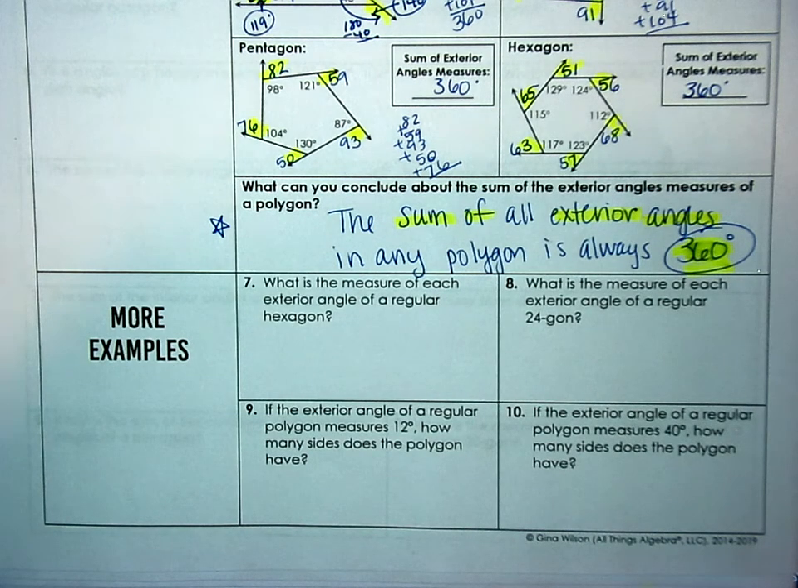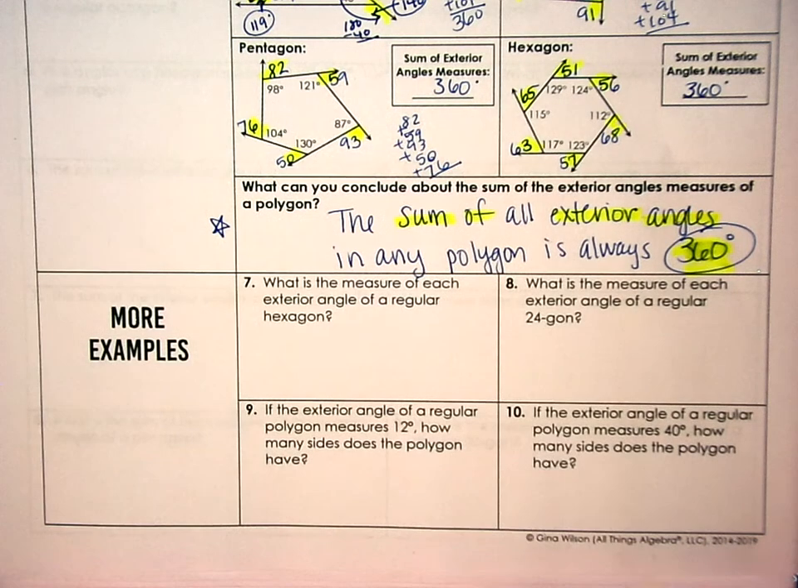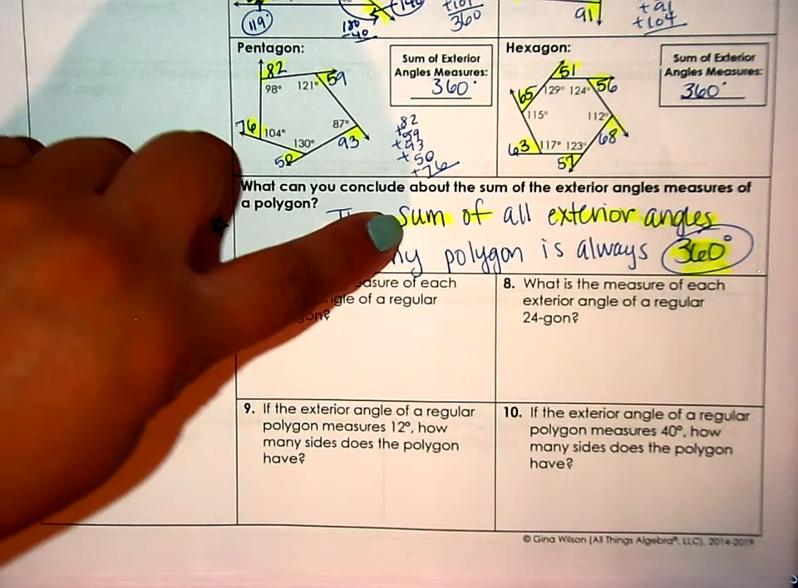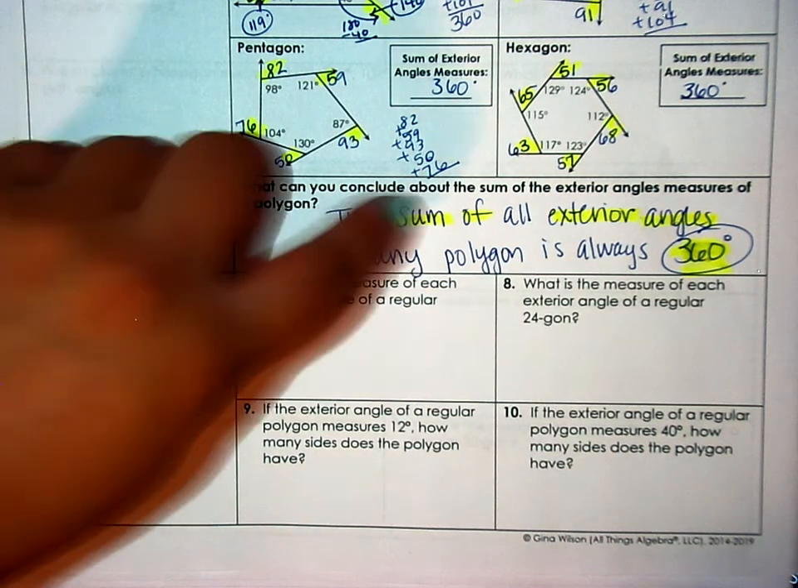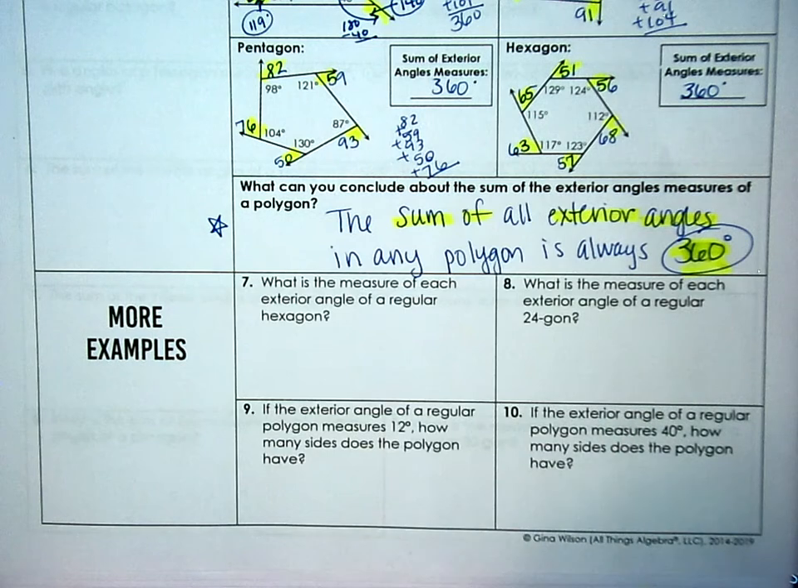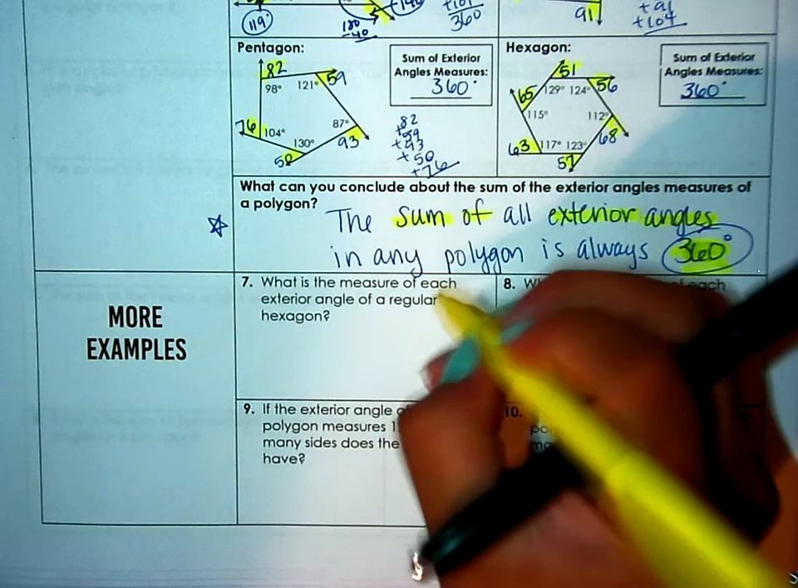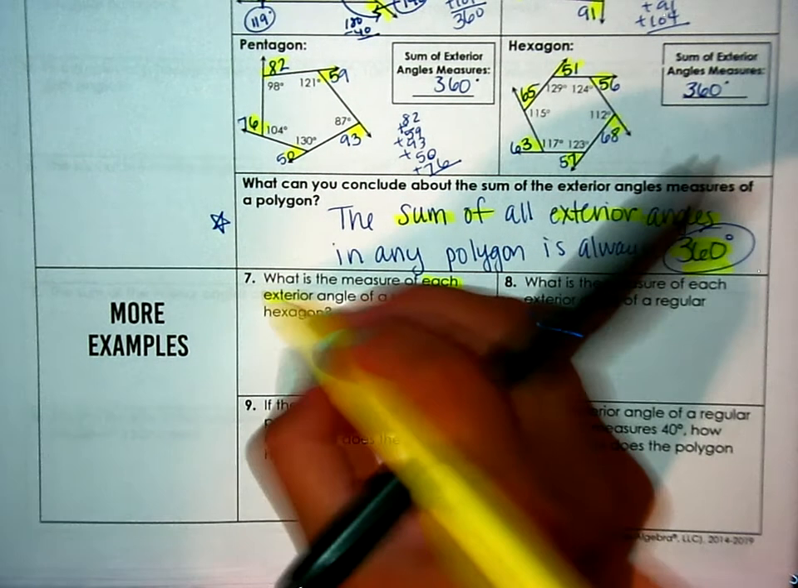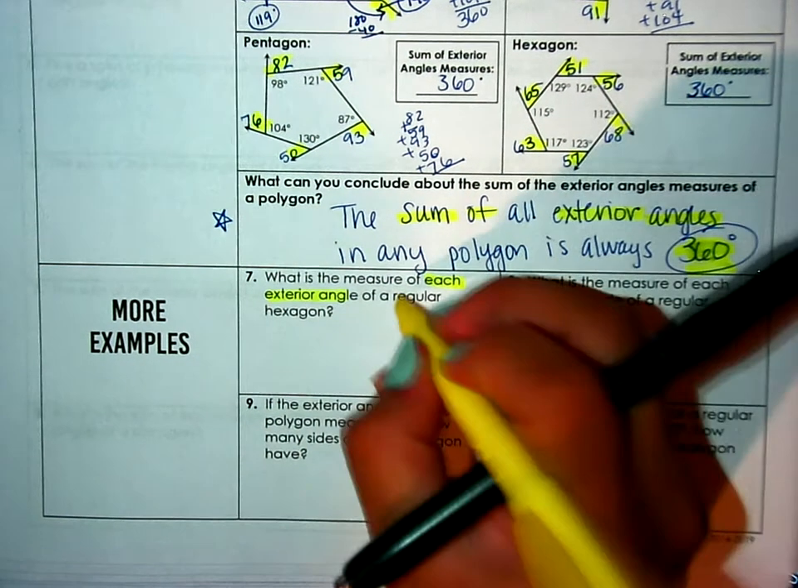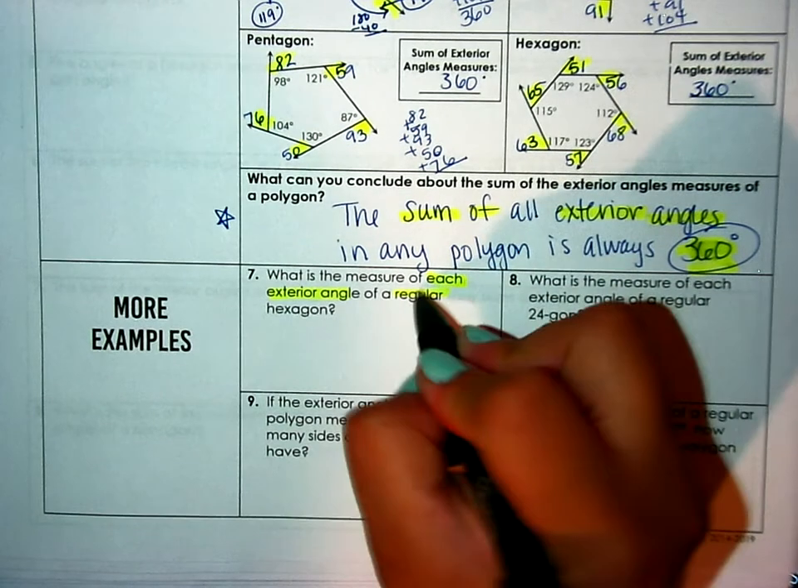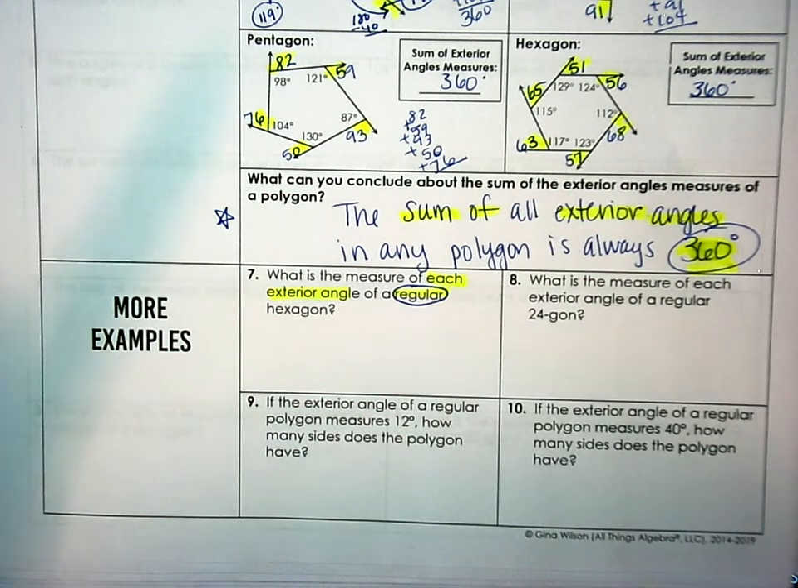What is the measure of each exterior angle of a regular hexagon? Now, this didn't say the sum, so don't make that mistake. If it says the sum of the exterior angles, it's going to be 360. This said each exterior angle, and it said the word regular. When it says regular, you're going to do what we did at the very top of the page, on number 5 and number 6.